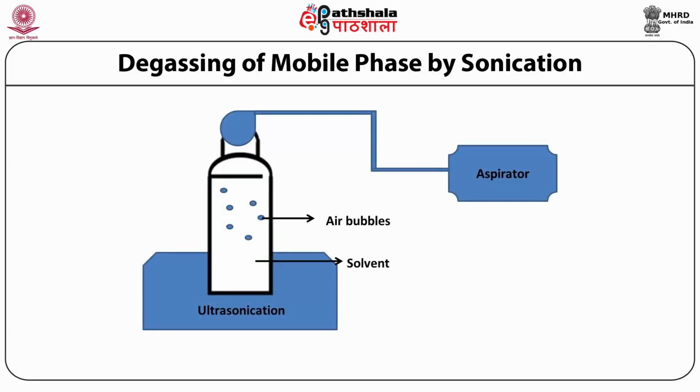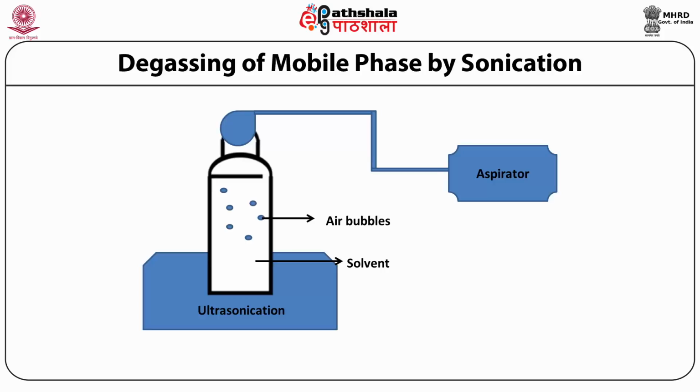The three processes adopted for degassing of mobile phase are sonication, vacuum filtration, and helium sparging, as well as the membrane used for mobile phase degassing. When pure solvents are mixed to make up the mobile phase, excess dissolved gas escapes as bubbles because air is less soluble in solvent mixtures than in pure solvents.